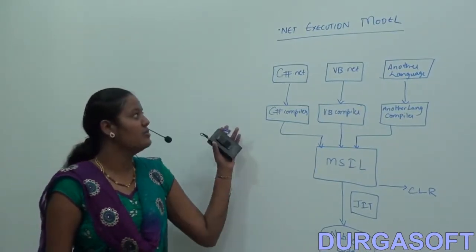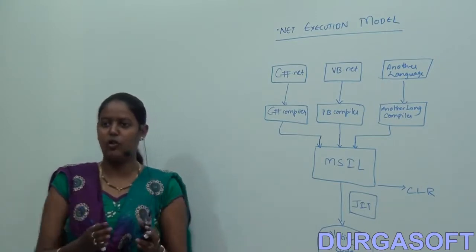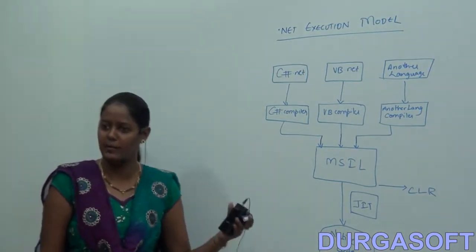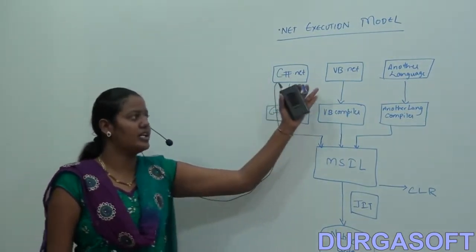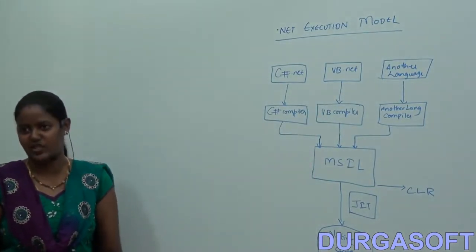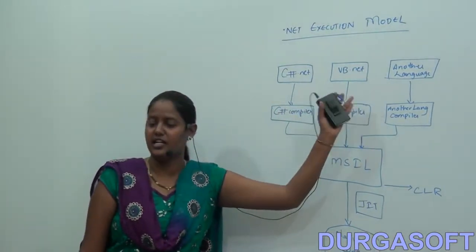.NET execution model. This is our .NET execution model. The flow of the compilation, how we are going to compile our .NET application. So here we have C#.NET, VB.NET and another language. That is, our .NET supports multiple languages.